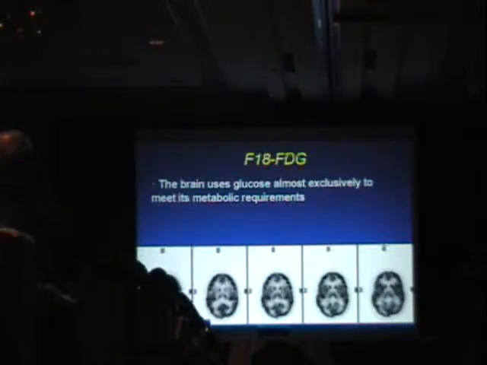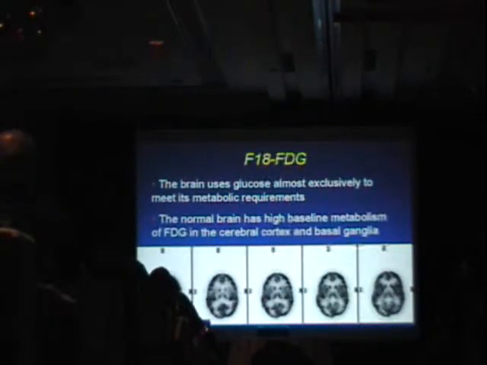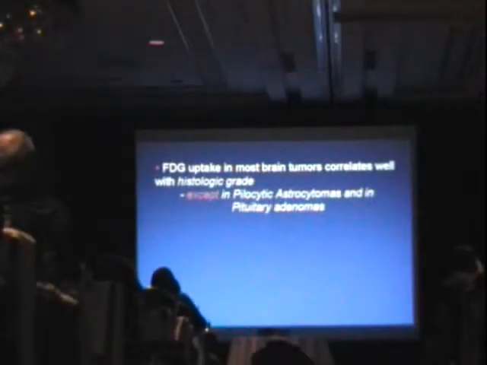And a little bit about FDG imaging. As you know, the brain uses glucose for all of its energy requirements. Therefore, all of the normal cortical areas and the subcortical nuclei are going to be very hot just because of the normal utilization of glucose. That contributes to the decreased sensitivity of this kind of imaging compared to thallium. It's because the lesion to background ratio is very low, as opposed to thallium, where it's very high.